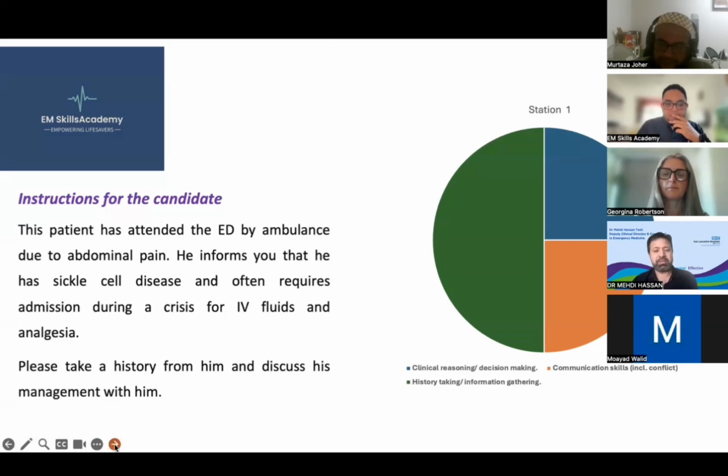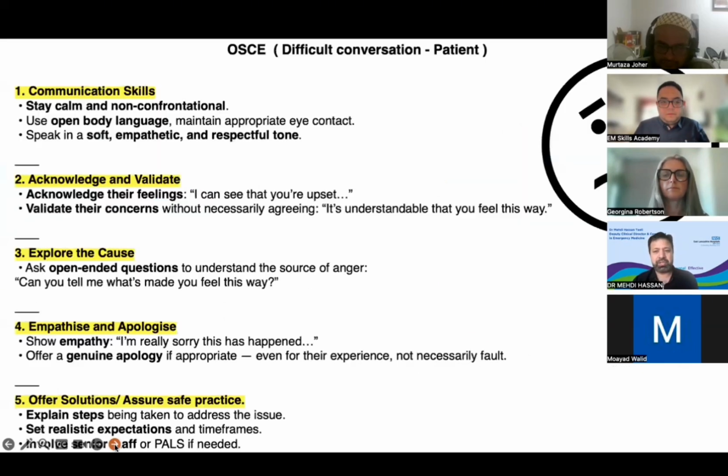It was a conflict resolution. It was a difficult conversation. So the structure we showed you, try to fit that structure into this one. Take a picture, and try to fit this into any of the difficult conversation patients, okay? Yes. Thank you. Perfect.